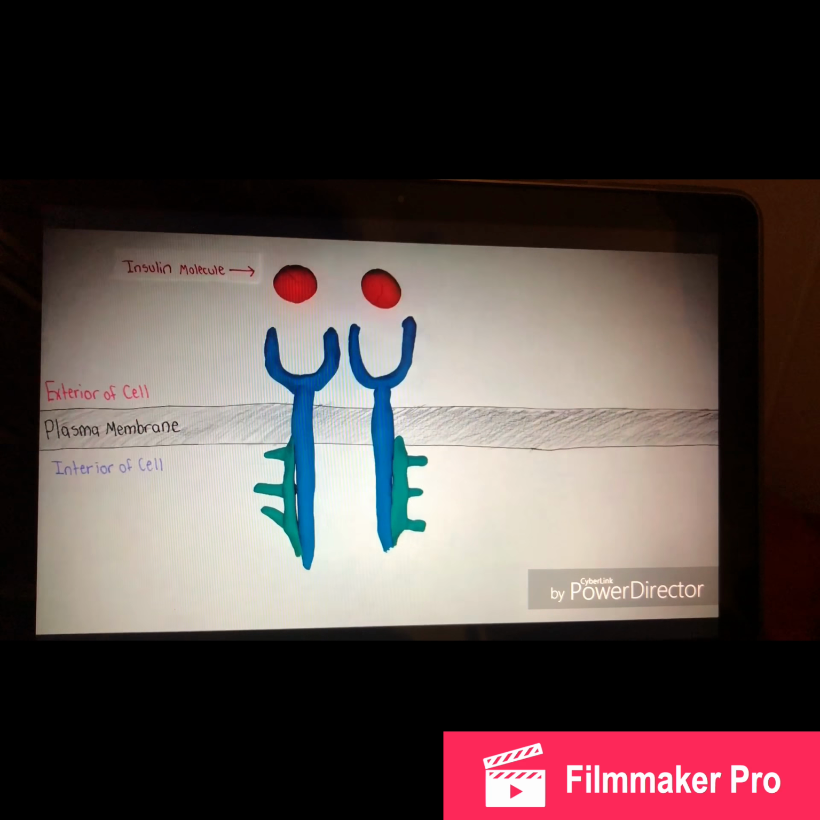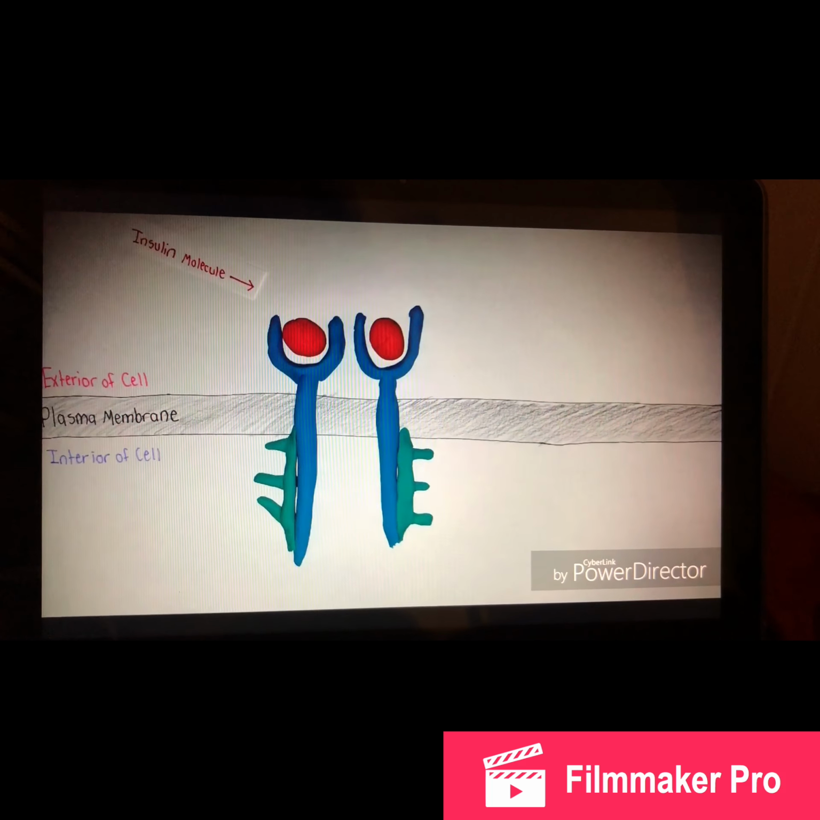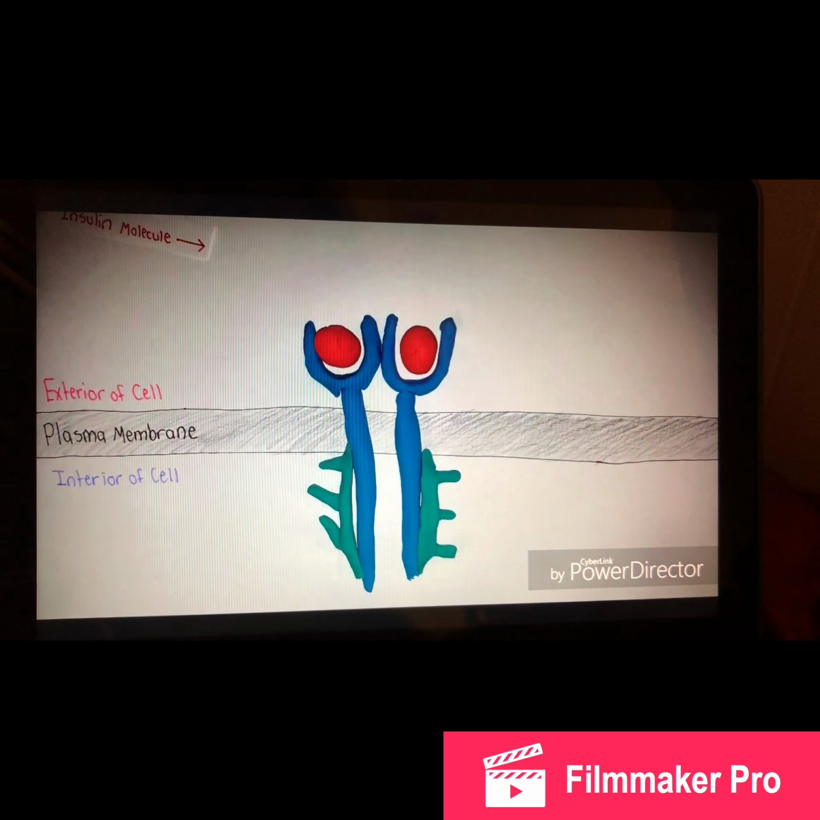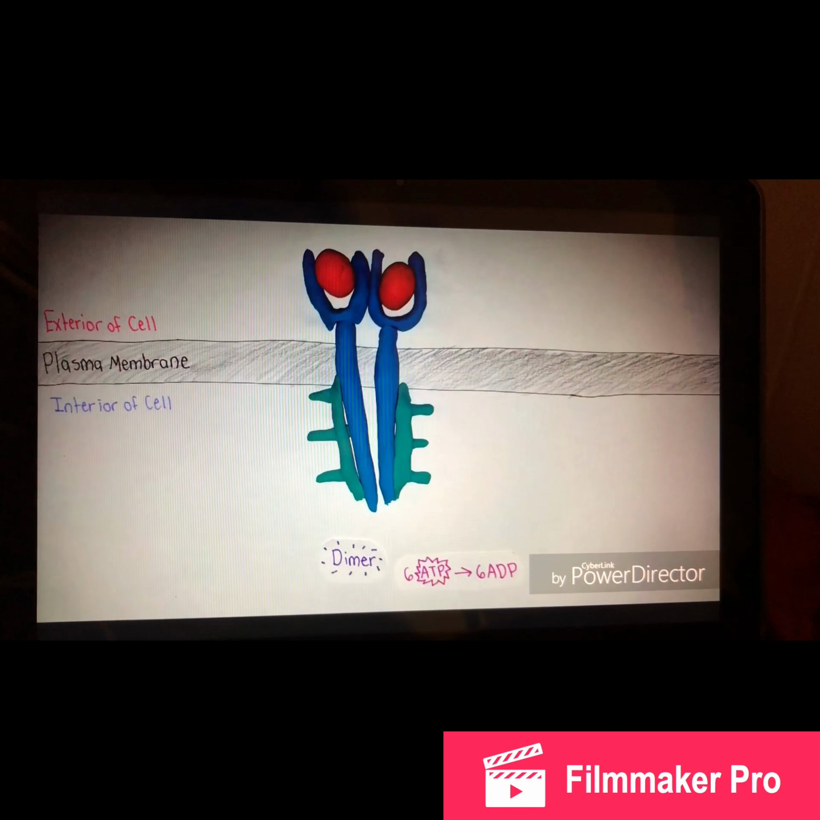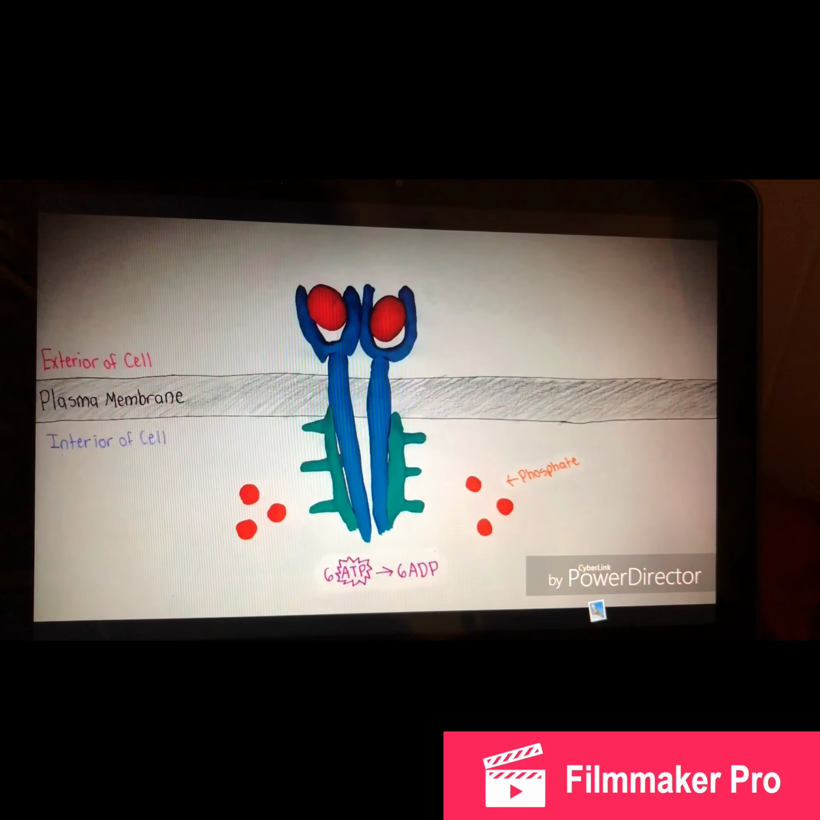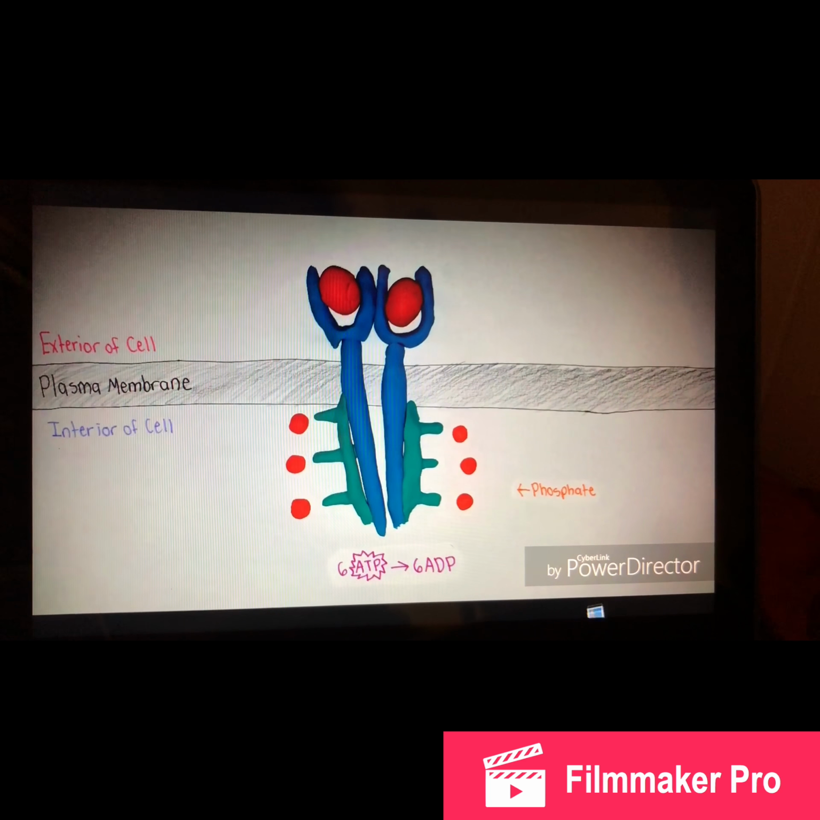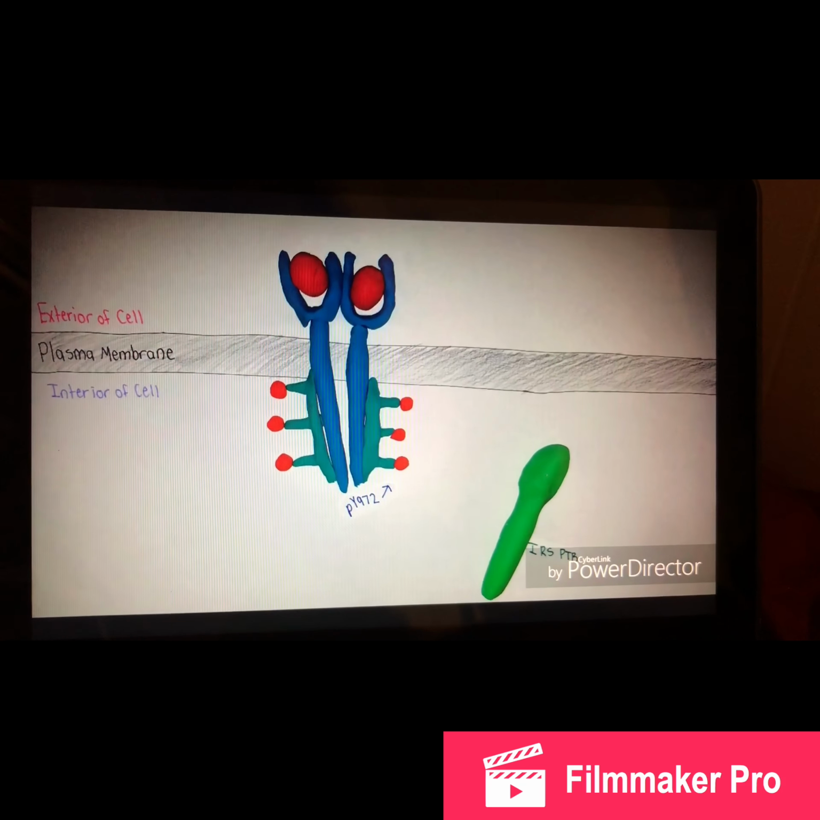Next is the insulin signal transduction pathway. First, the insulin molecules must move into the tyrosine kinase receptor proteins. Once attached, the proteins begin moving together and form a dimer. Next, 6 ATP is converted into 6 ADP so that phosphates can phosphorylate the tyrosines.